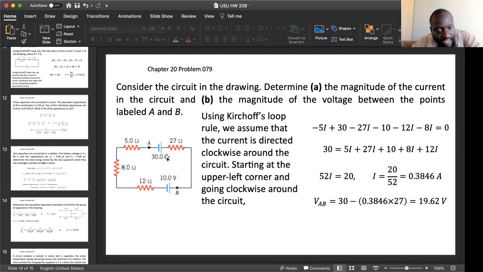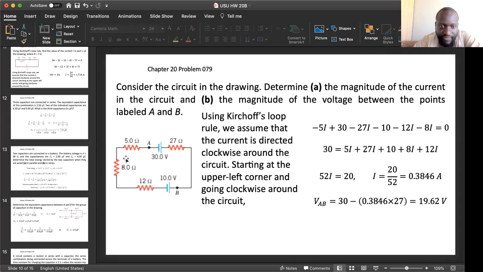So potential rise, that one doesn't depend on the direction I choose for my loop or for my current. And here I'm going potential drop. So it just follows the loop direction only. I'm going from minus to plus, that's potential rise, so it's going to be plus 30. I'm going from plus to minus, so it's going to be minus 10. But it's going to be minus I times all of these other guys because the direction of the loop is the same as the direction of my current.